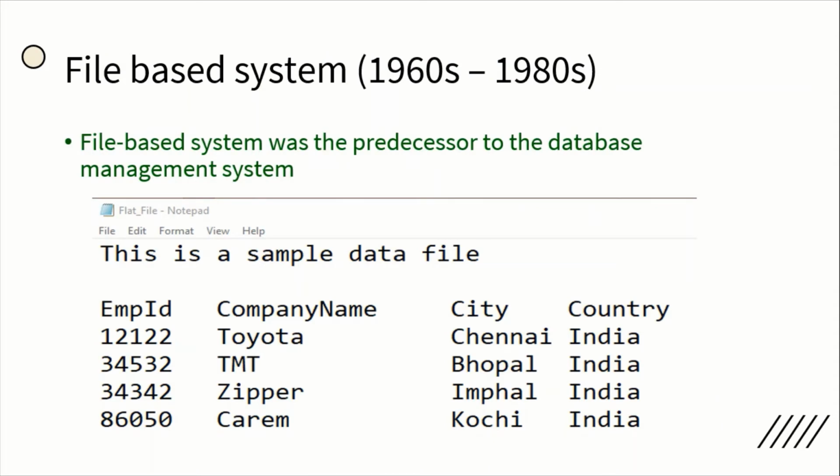Now let's look at the file-based system. This is the slide which we already discussed in the previous class. File-based system was the predecessor to the database management system. So before the advent of DBMS, people used file-based system, which is a very simple way of storing the data. This is a sample data file.